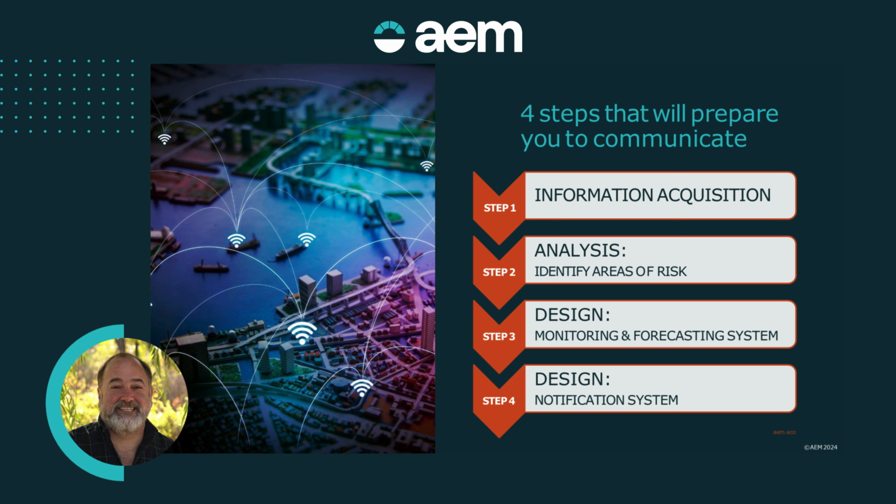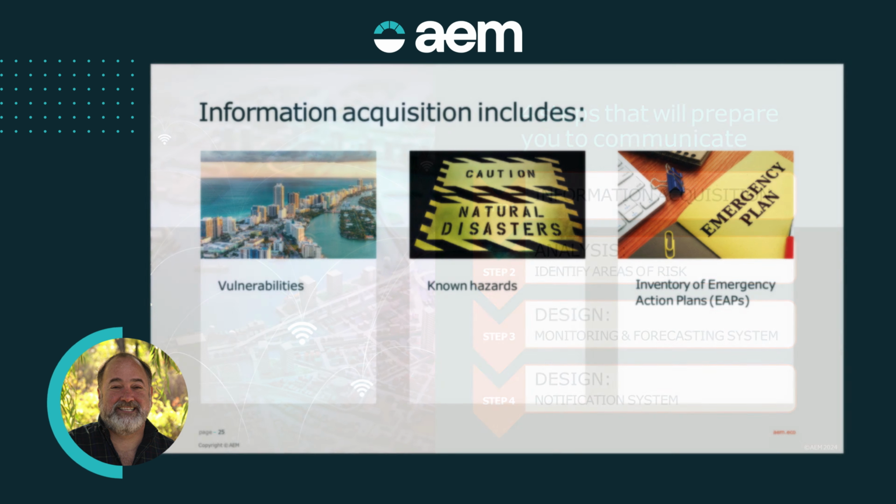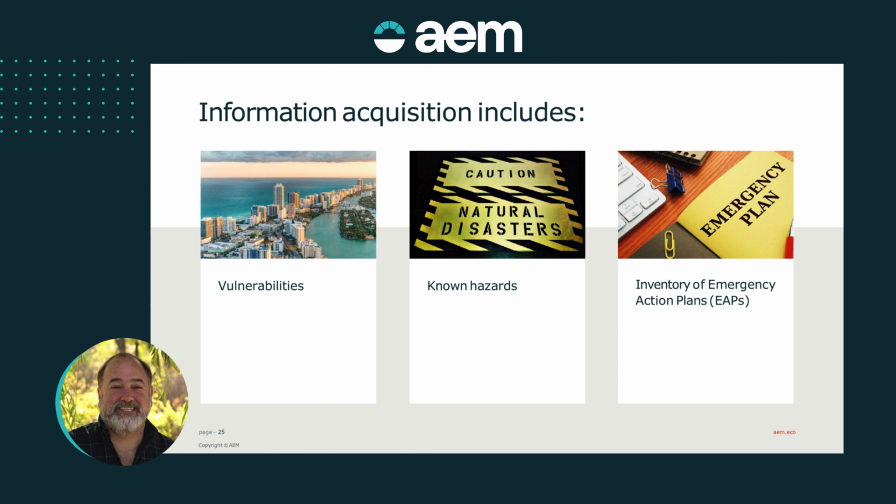So let's first start with the information acquisition phase, what that's all about. So the things that you want to pull together information wise are information on vulnerabilities, and vulnerabilities cover a lot of different things. This is where's the population, where's infrastructure that can get damaged from the flooding, where are schools and hospitals and all the things that potentially could be impacted. And it's basically like a GIS collection of data that describe all the things that are vulnerable to flooding.